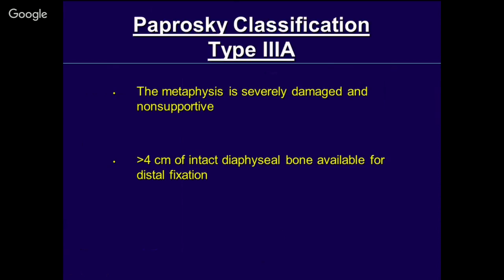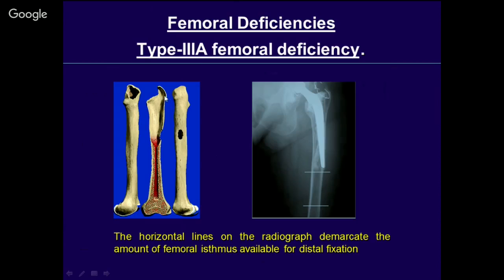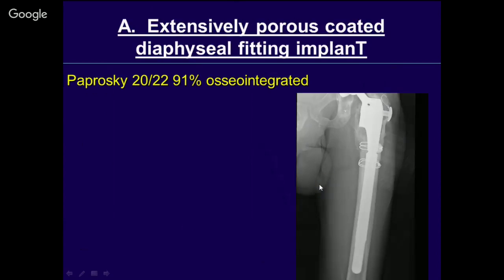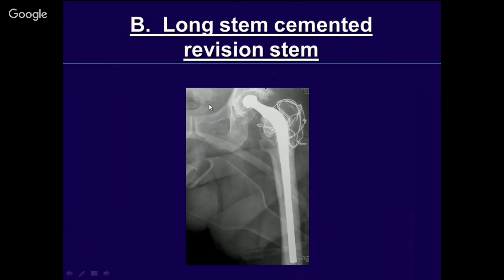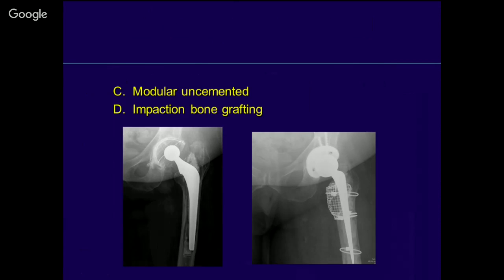Now Paprosky type 3A: the metaphysis is severely damaged and non-supportive, with more than 4 cm of intact diaphyseal bone available for distal fixation. This is the case where there is total metaphyseal bone loss, and the distal 4 cm of bone is available for distal fixation of the stem. So we can use an extensively porous coated diaphyseal fitting implant; Paprosky reported 91%, with 20 of 22 cases osteo-integrated. There is also the long stem cemented revision stem, modular uncemented, and impaction bone grafting.